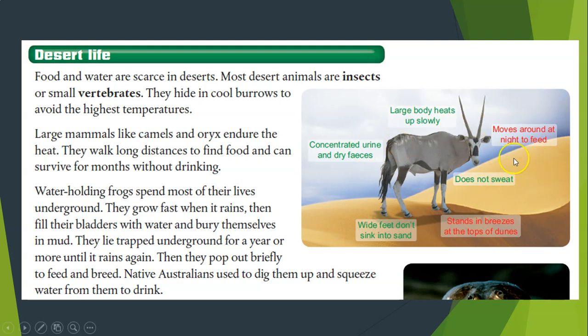It does not sweat. It stands in the breezes at the tops of the dunes. Its wide feet don't sink into sand. And it has concentrated urine and dry feces. As I already told you, it has very concentrated urine, so that less water is lost during urination. Also, the waste product that it produces will be very dry.